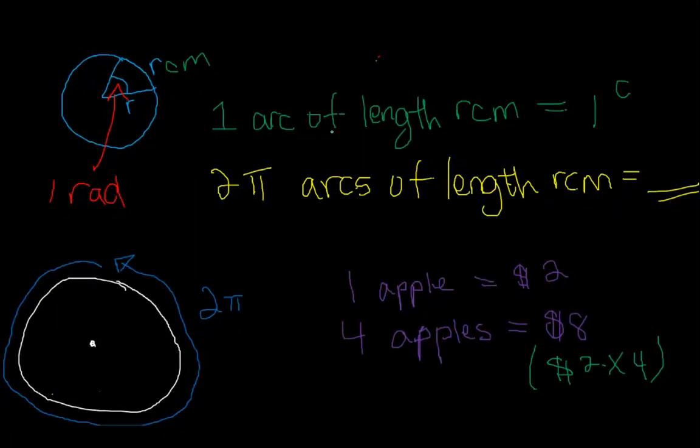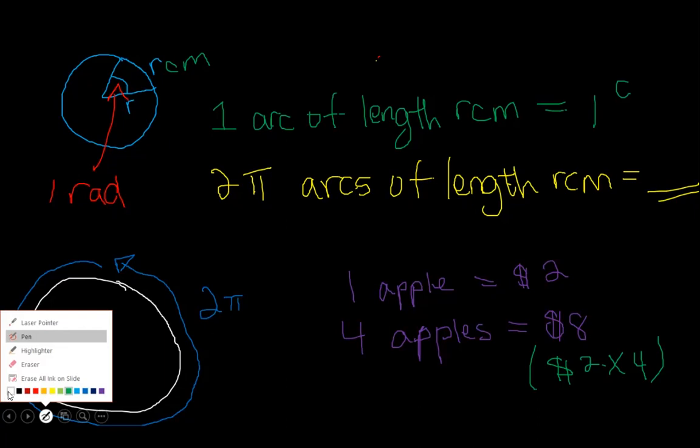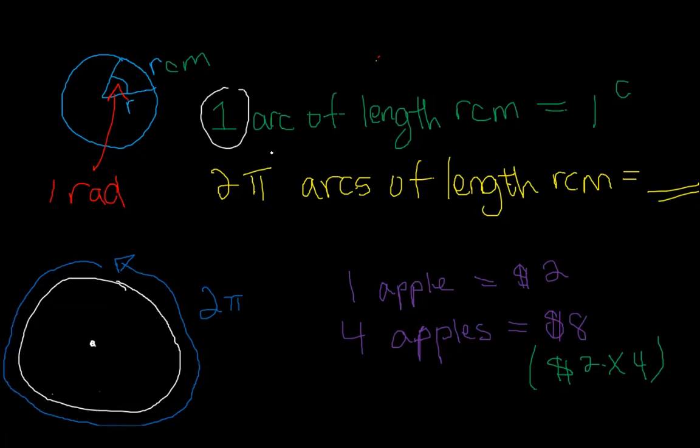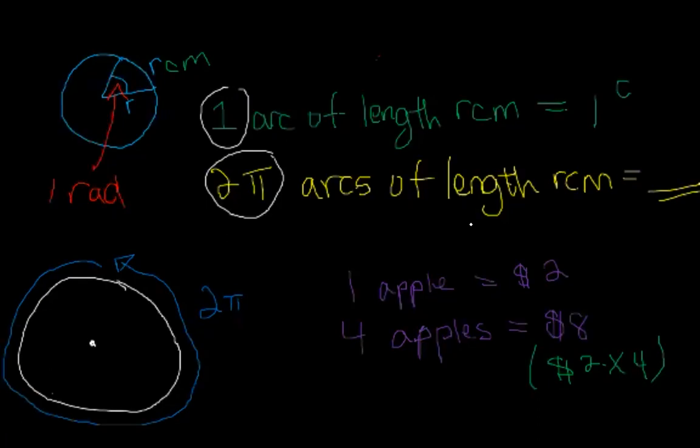So if 1 arc of length r centimeters is 1 radian, how many radians would 2 pi arcs of length r centimeters be equal to? Anybody? I need to hold on my chat. Okay, sorry, I didn't see. Yeah, right.